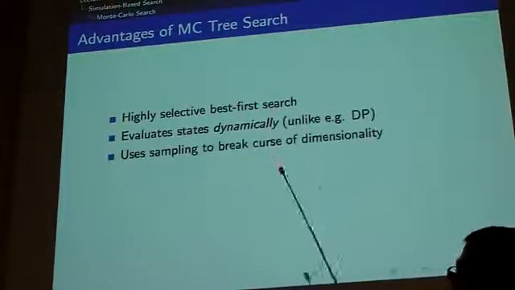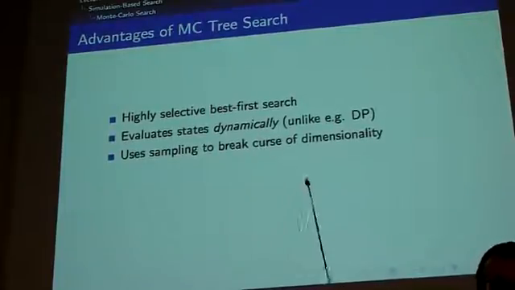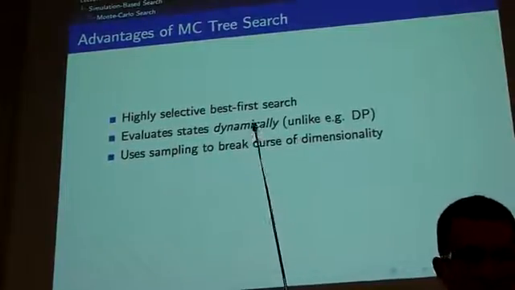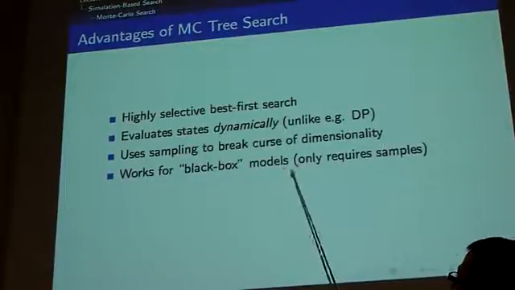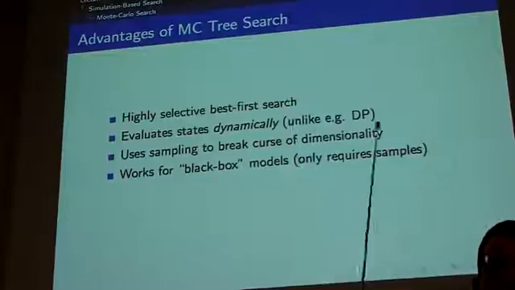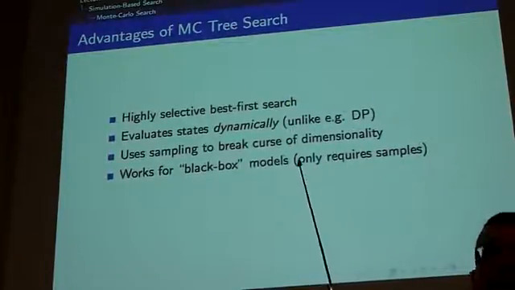It uses sampling to break recursive dimensionality. So unlike traditional forward search methods, it can be very sample efficient, and it works for black box models. In other words, because we're only sampling from our model, we don't need to know the explicit transition probabilities, the way you do for something like dynamic programming.